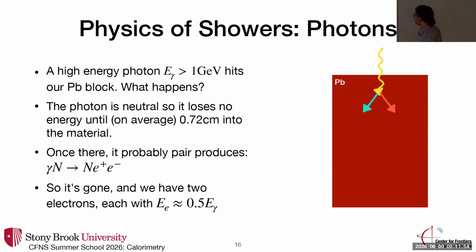All right. So a little detail. It's neutral, so it's not going to do something just when it shows up. It's going to travel some distance in. On average in lead, the 9/7 of X0 is about 0.7 centimeters. So it'll go 7 millimeters in, and then it will probably pair produce. Bam. That absorbs the photon. It's gone. Now we have an electron and a positron that are continuing on. Each of them carries on average about half the energy of the incident photon.